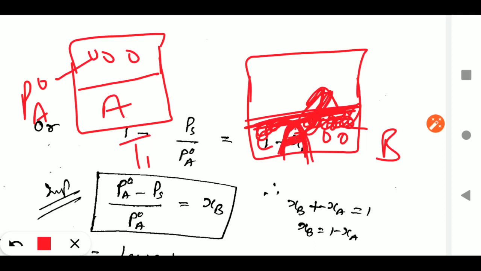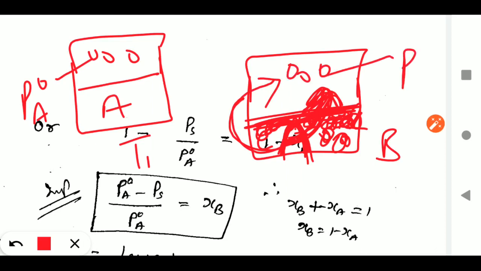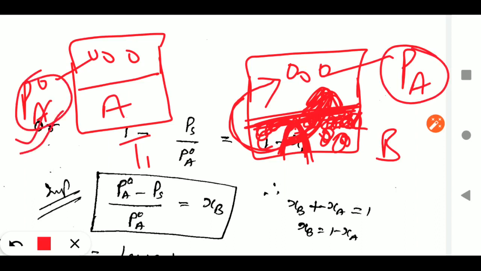So the moles of component A will also not be able to go into the vapor phase, because B is creating a hindrance and it is decreasing the escaping tendency of A, by which the number of molecules of A in the vapor phase is lesser. Only a few molecules are there. So this pressure is known as PA. So what is the difference between PA and P naught A? P naught A is always higher than PA.